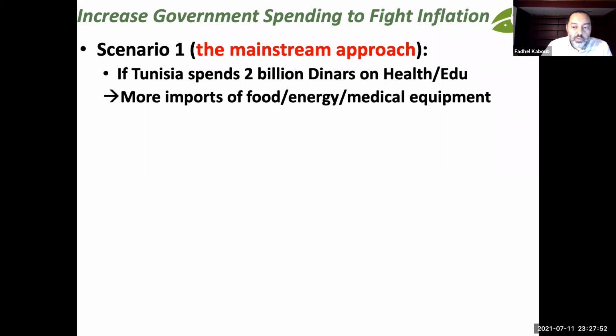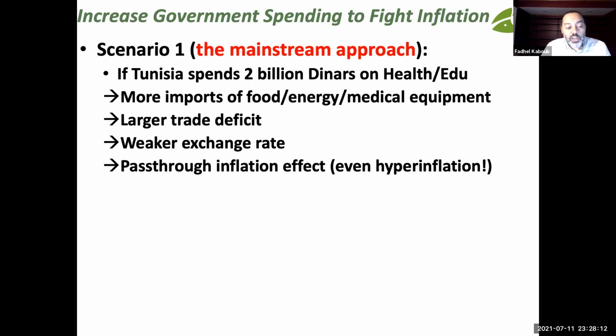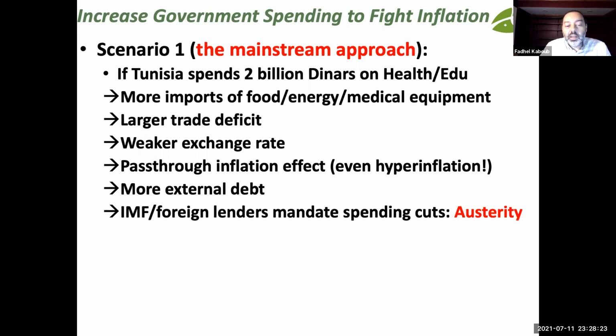Naturally, you're employing more people in health and education. There's going to be more food imports, more energy imports, more medical equipment imports, more laptops being imported. And as a result, you're going to have a larger trade deficit. A larger trade deficit applies downward pressure on your exchange rate. You have an inflation pass-through effect, possibly even hyperinflation if this continues, via a vicious cycle. More external debt. The IMF steps in, international lenders step in, credit rating agencies step in, and they mandate spending cuts and austerity, which means we're back to square one.